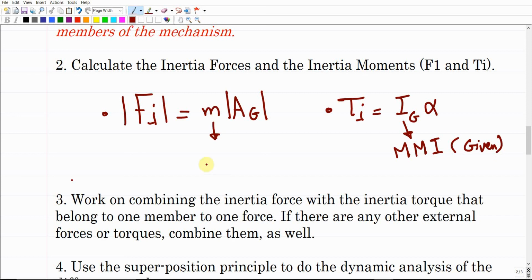Definitely the mass of the member also will be given. And as I mentioned, in many cases, this aG and alpha will be given, so we can simply calculate these inertia forces and moments, and this is the second step.